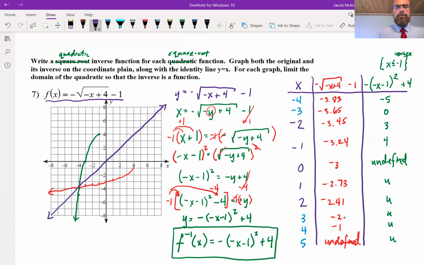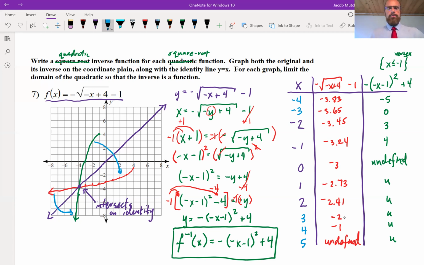And the two hallmark features we can clearly see here. We've got the intersection of the original and the inverse on the identity line. So it intersects on the identity. And we also see that telltale reflection across the identity. If I were to fold the quadratic over the identity, it would land on the original square root. And on the other side, if I folded the original square root over the identity, it would land exactly on the quadratic inverse. And that completes that task.